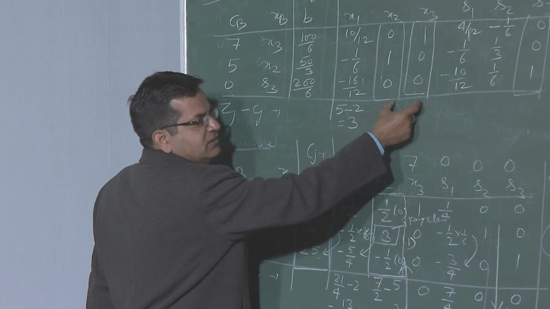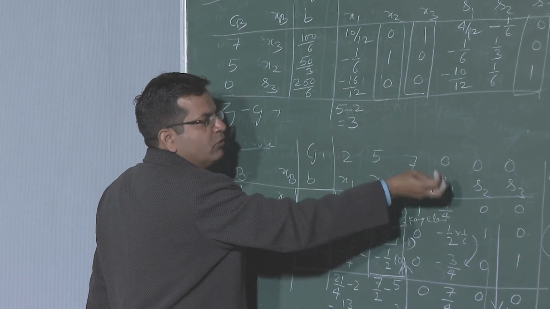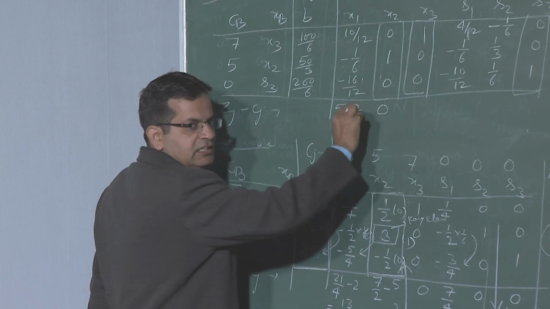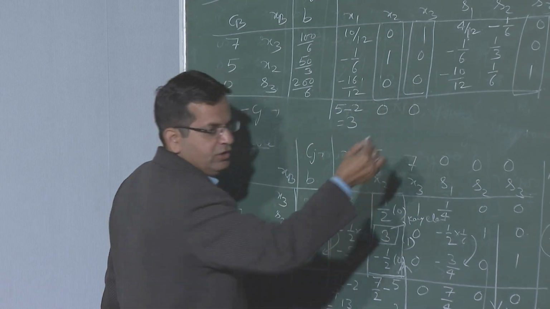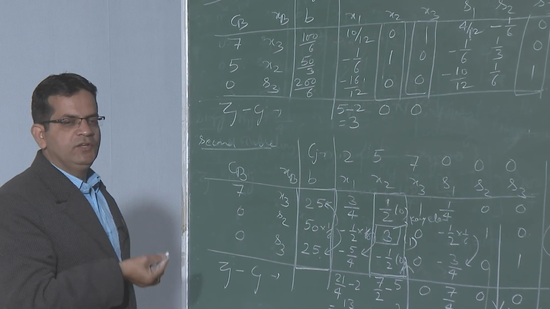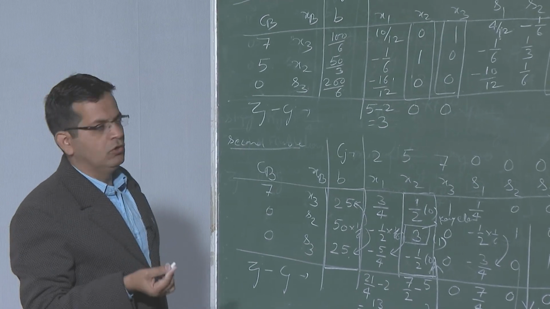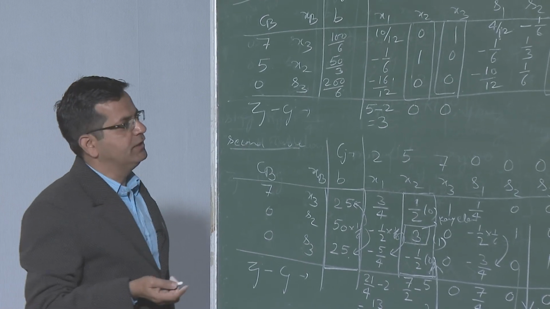Corresponding to x2 and x3, because these are the basic variables, the value of Zj minus Cj is 0. There is no need to calculate; you can verify the value of Zj minus Cj will be 0 corresponding to the basic variable in the table.